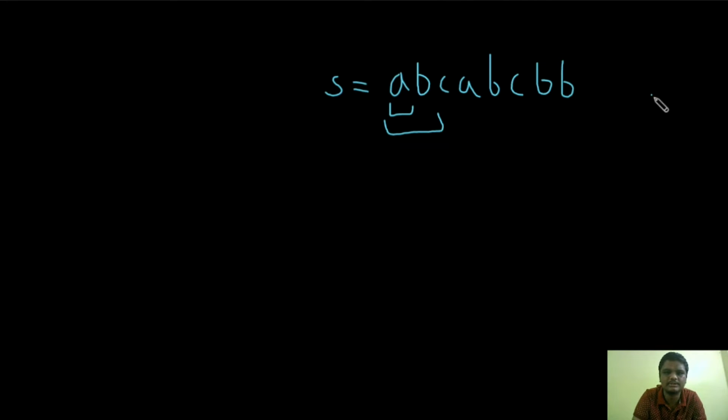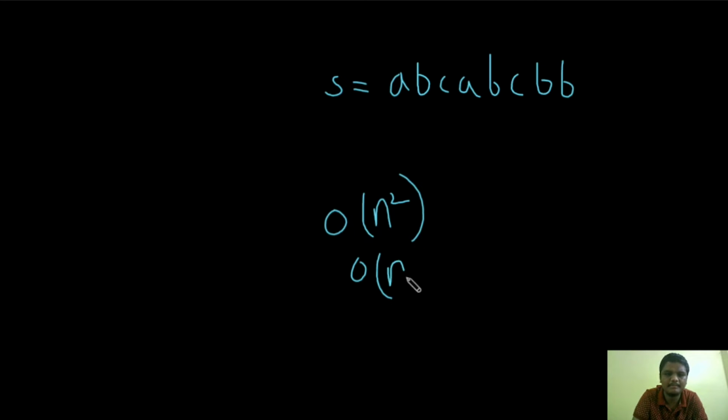So the time complexity for this algorithm is big O of n square because we are traversing through the loop twice, while the space complexity is big O of n because we will require a map, or another map to store and to know whether the character is already visited or not, right? We can however optimize this time complexity to big O of n. Let's see how we can do this.